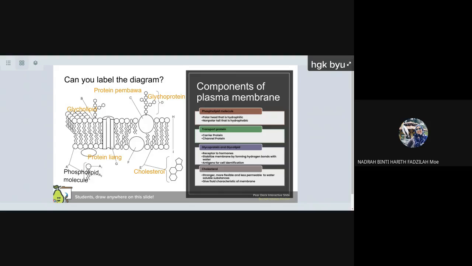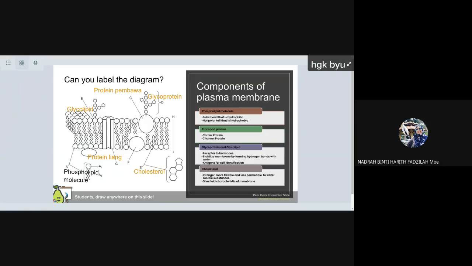Okay, and then glycoprotein pun sama. Glycoprotein dia tak ada H ya. Okay, so untuk C is a protein, D is the glycogen chain. So gabungan C dengan D tu membentuk glycoprotein. Okay, tak ada masalah kalau kamu tak label C tu protein, D tu glycogen chain, tak ada masalah. The combination of C and D is glycoprotein. Okay, itu C dengan D.